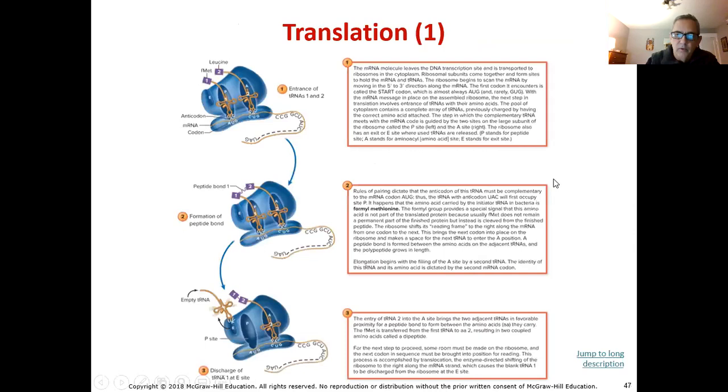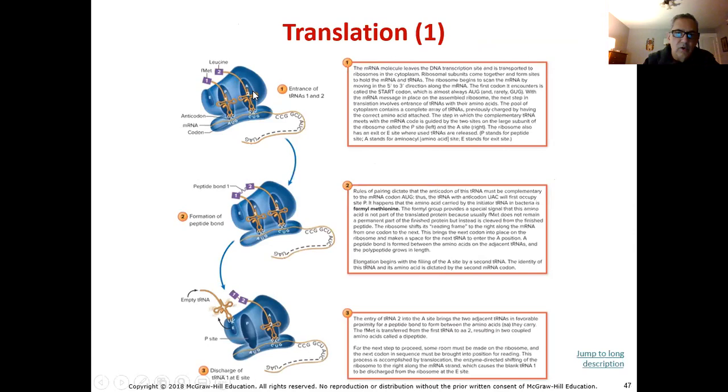So this shows you the start codon. The first amino acid is brought in. The second amino acid's brought in. Peptide bond is formed between these. So this is the initial start, the initiation.